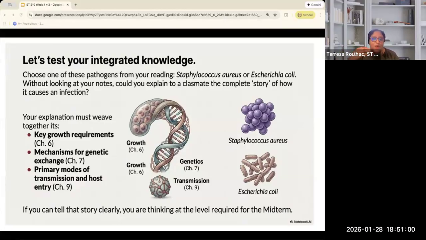As STs, we encounter microbes as isolated facts. We look at them from a lot of different processes as well. So our job is to interrupt those particular processes because we see them in both ways. If you can tell the infection story clearly, you're thinking just like a microbiology professional.